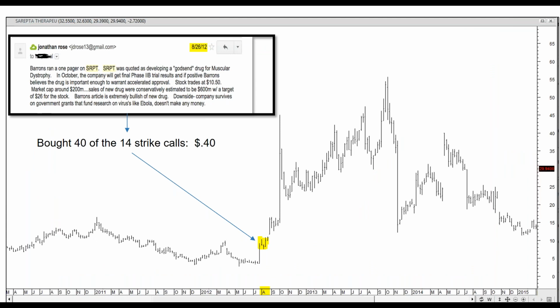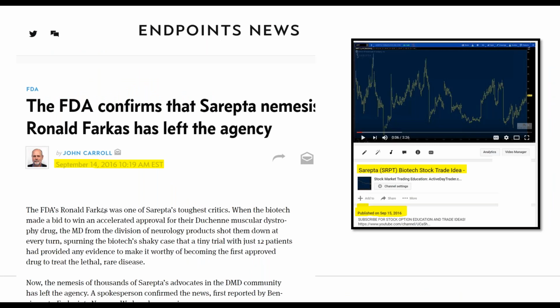Here's where I really got obsessed with this strategy. And I'm out of order here. On September 14, 2016, this article came out on Sarepta. The FDA confirms that Sarepta's nemesis, Ronald Farkas, leaves the agency. SRPT, Sarepta, that's a stock that I was a market maker in. It's a stock that I follow very, very closely.